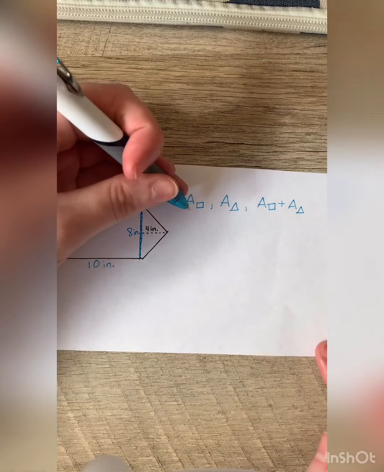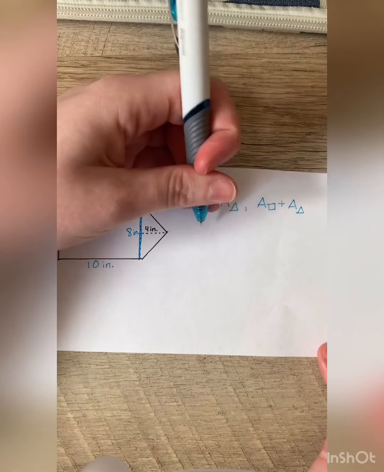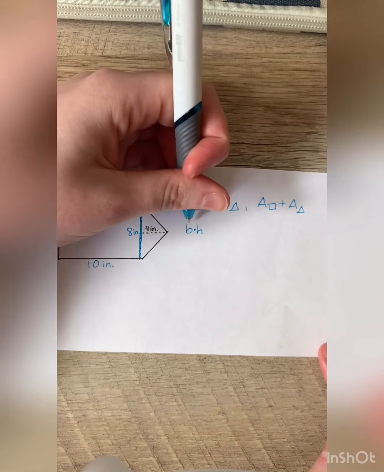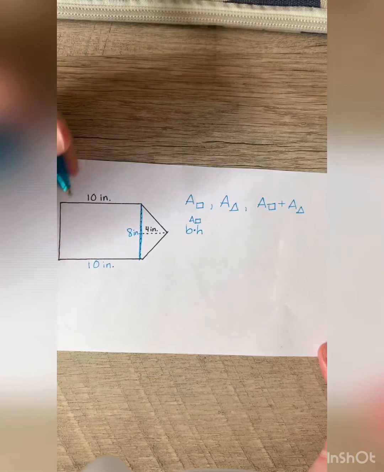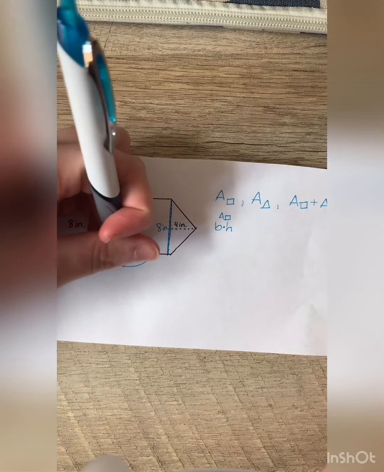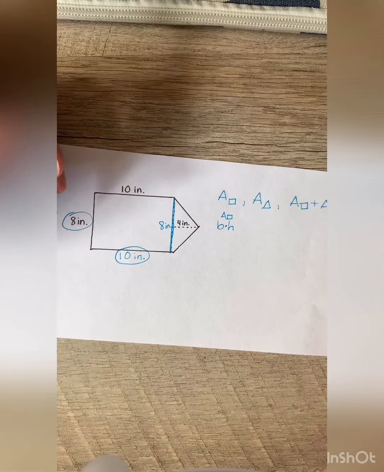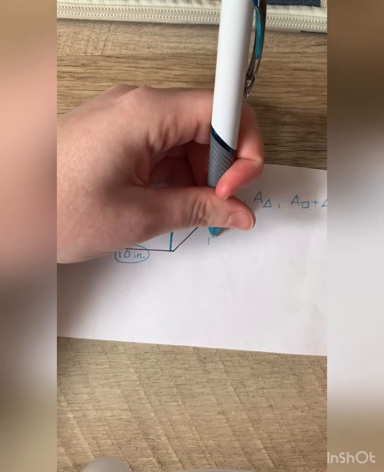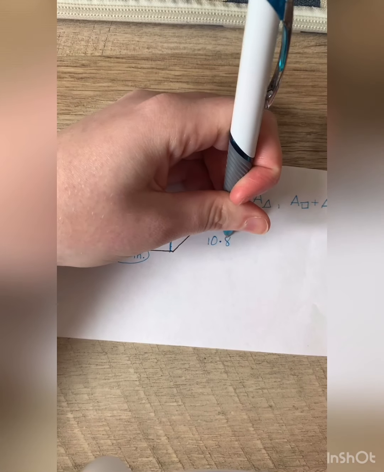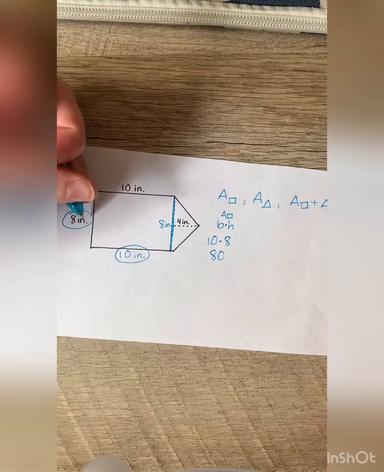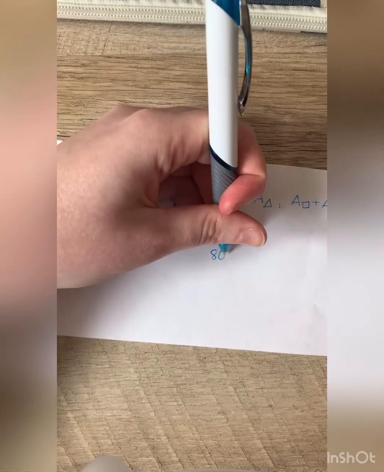So let's do it. I know that for the area of a rectangle, I need to find the base times the height. That's for area of a rectangle. And I know that the base is 10 and the height is 8. Or vice versa, but I just like to pick the bottom one. So I have 10 times 8, and 10 times 8 is 80. And remember, those units will be inches squared.